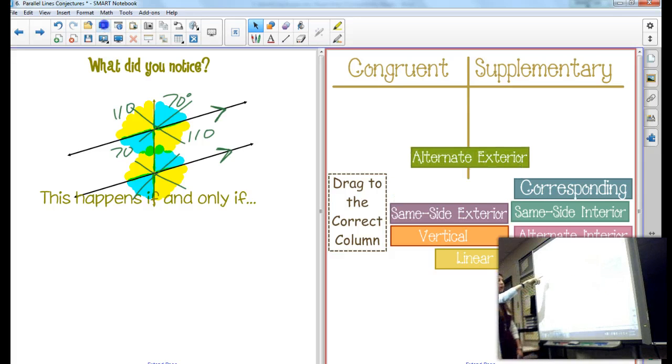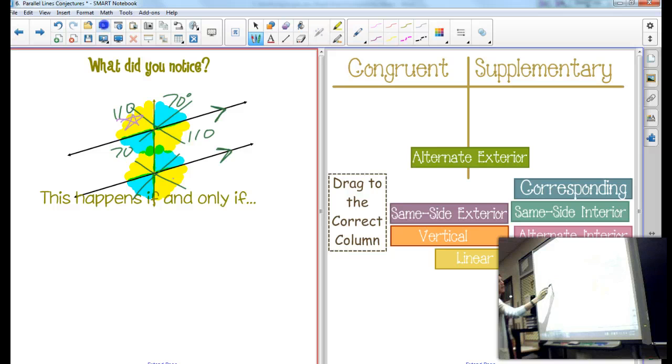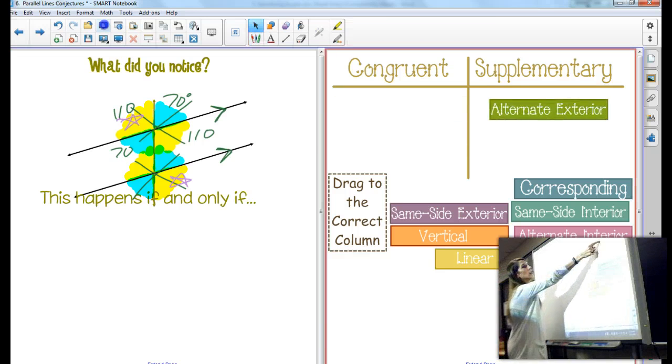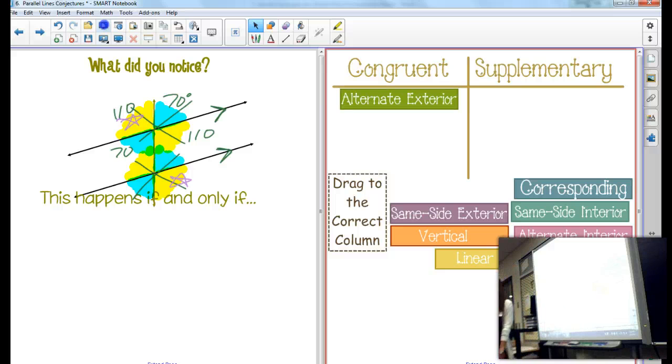Alternate exterior. So go to the picture. Which ones are alternate exterior? So like this one and this one, right? The stars. Are those the same color or different color? Same color. So which column would I put this in? Congruent. Does that make sense how you're processing this?